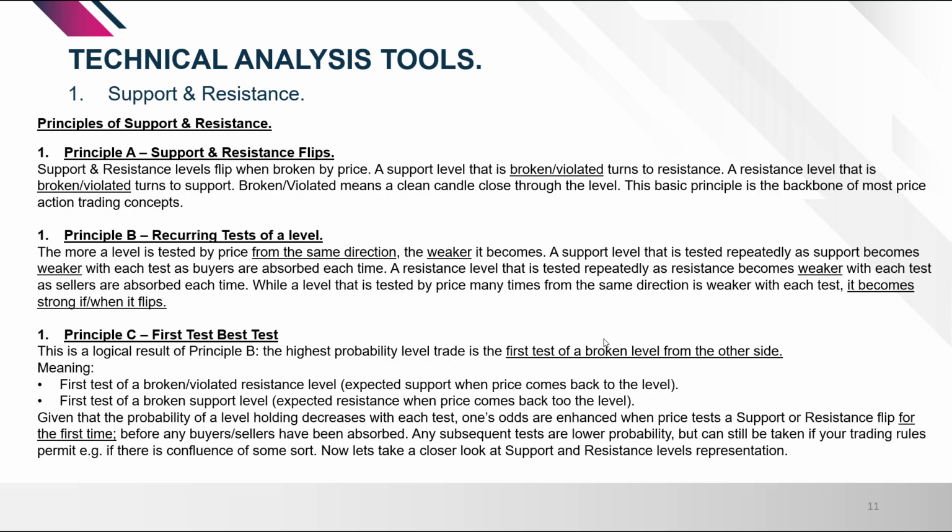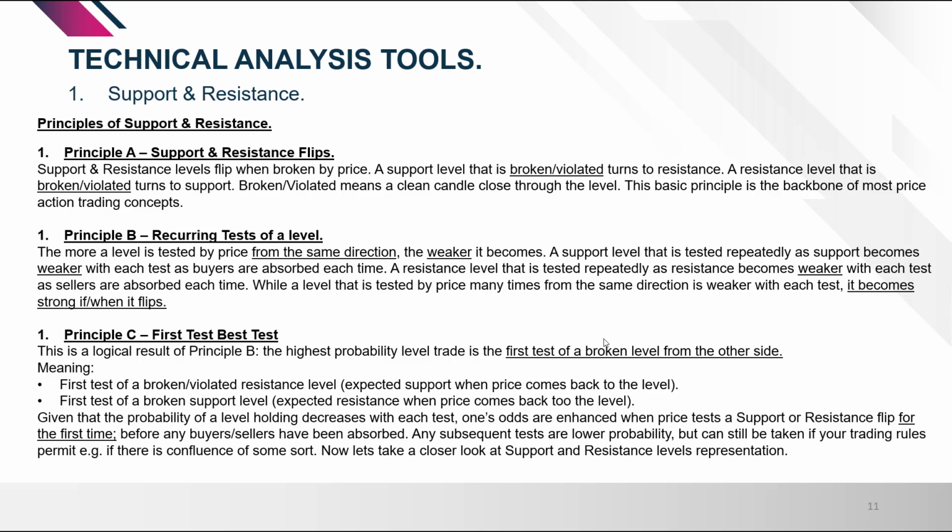Before we go to the illustrations of what support and resistance is, principle A states that support and resistance levels flip when broken by price. A support level that is broken or violated tends to become resistance. A resistance level that is broken or violated tends to become support. Broken or violated means a clean candle close through the level. This basic principle is the backbone of most price action trading concepts.